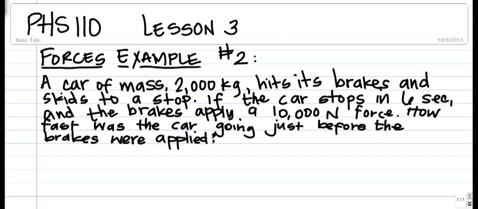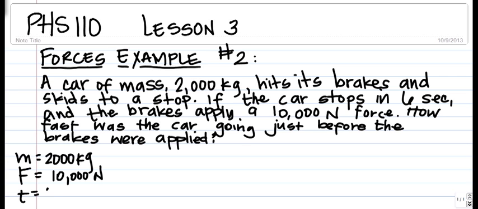Well, in this case, it's actually a multi-step problem. We're being told that the mass of the car is 2,000 kilograms. The braking force is 10,000 newtons. And then time is 6 seconds. And we actually want to know an initial velocity. I'm going to call that Vi. We know final velocity, it's a hidden zero. It's actually zero because it says that the car comes to a stop.